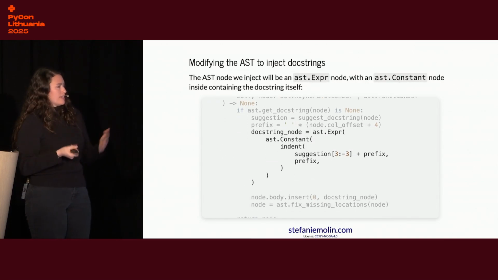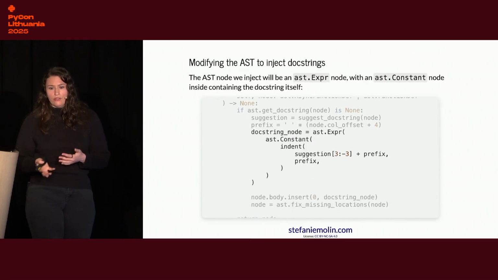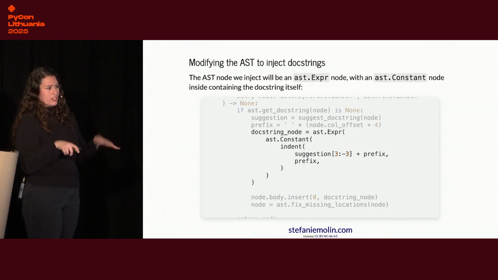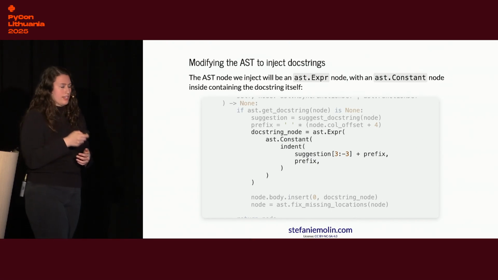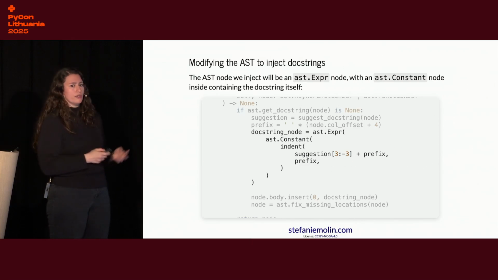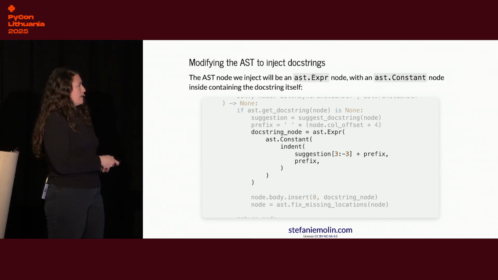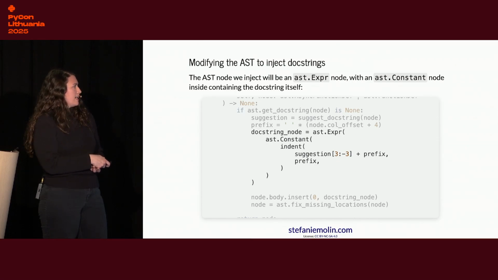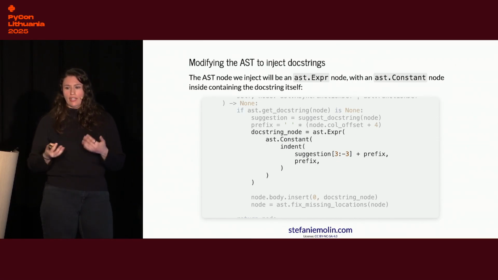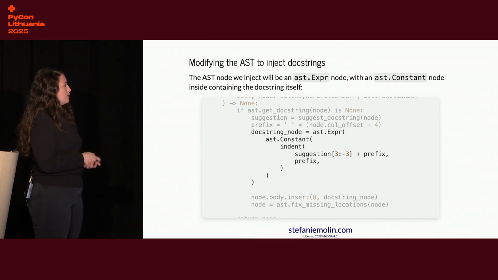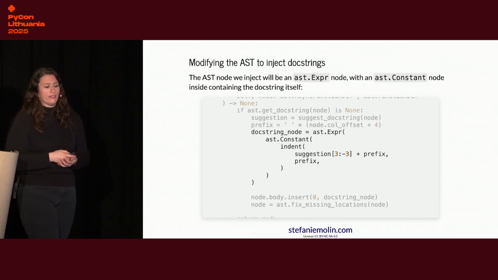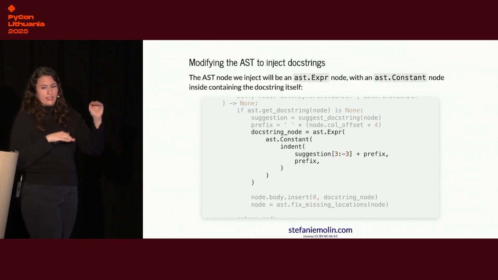The docstring itself has to be an AST node too, so we need to construct that. We can't just inject a string into the AST because strings aren't directly represented as such. So we need to use 2 nodes here. We need to use an AST Expr node, and then inside of that, we're constructing our own AST Constant node. So that constant node is going to just have the actual docstring text itself.